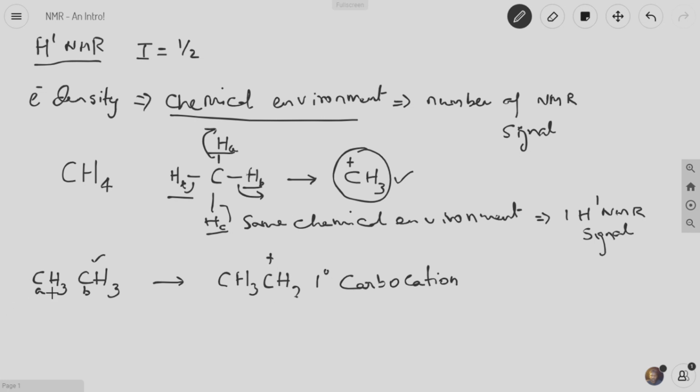No matter which hydrogen I remove from which carbon atom, ultimately I am going to land up in a primary carbocation. In other words, I can say that all of the 6 hydrogens are in the same chemical environment. So I am going to get only one proton NMR signal.